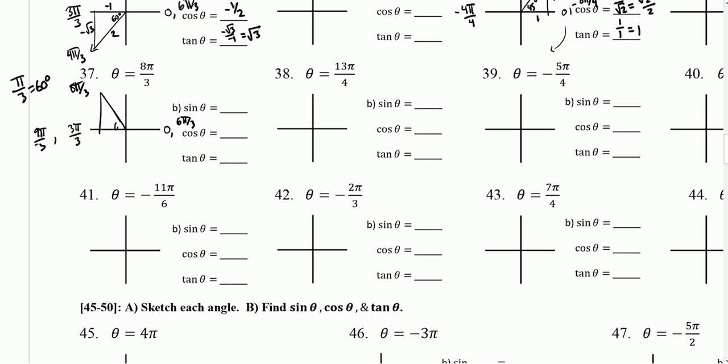So here's my triangle, 60-degree angle. Hypotenuse 2, this is going to be negative 1, this is root 3. So the sine of theta is positive root 3 over 2. Cosine is negative 1 over 2. Tangent is root 3 over negative 1, which is just negative root 3.